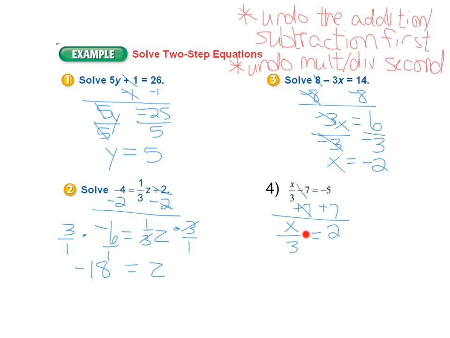Now, find your variable. This is x divided by 3. The inverse operation to division is multiplication. I'm going to multiply both sides by 3. 3 over 3 is 1. And I get x equals 2 times 3, or 6. I could check this. I could check them all. 6 divided by 3 is 2. 2 minus 7 is negative 5.